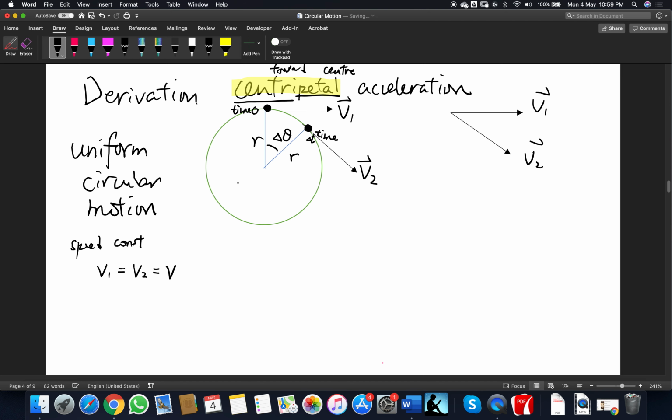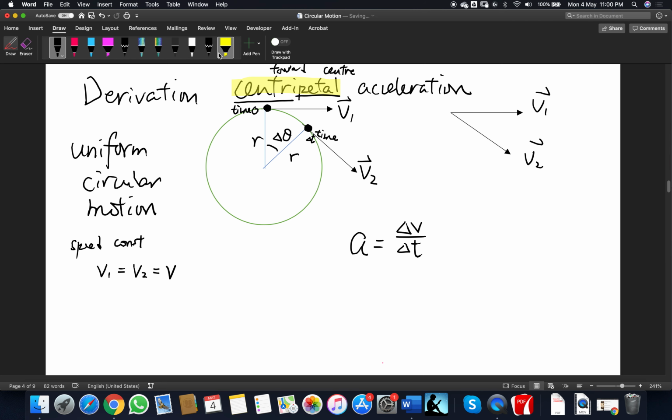Okay, and then let's see how we can derive the centripetal acceleration. From the definition of acceleration, we know that acceleration is the change in velocity divided by the change in time, or in words, the rate of change in velocity. So how can we find the change in velocity from time 0 to time delta t?